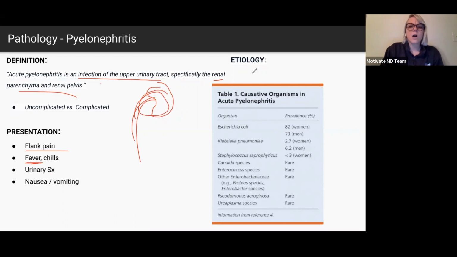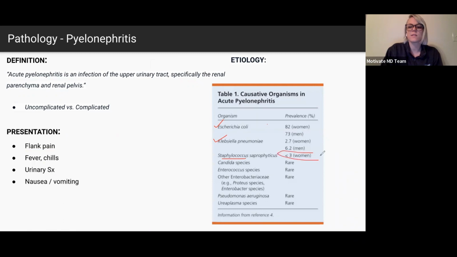So what causes this? Remember, we talked about a lot of this being bacteria local to the colon. So things like E. coli, Klebsiella, Staph saprophyticus. We often see that in women, women of childbearing age who are sexually active. We can also see Candida species, which is more of a fungal infection. We can see vaginitis in that regard.